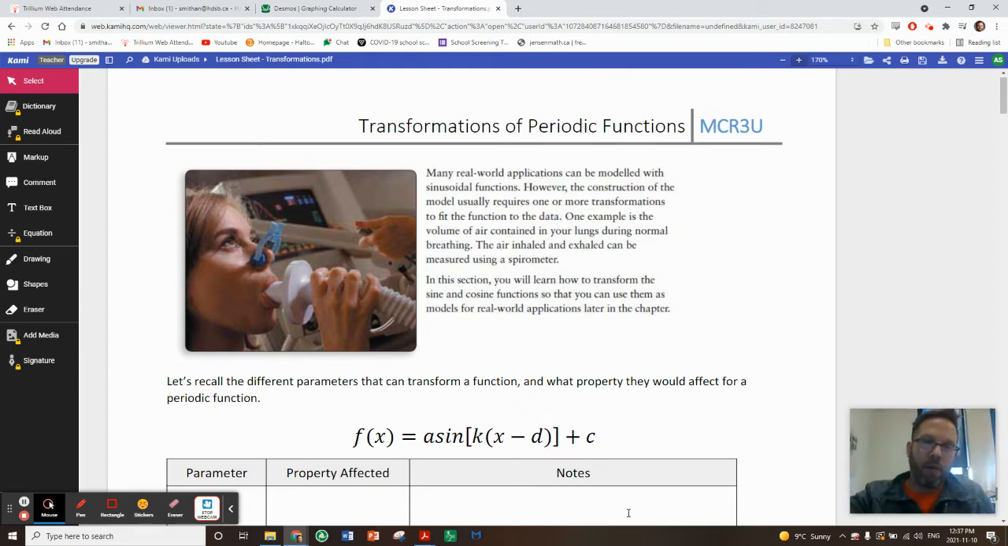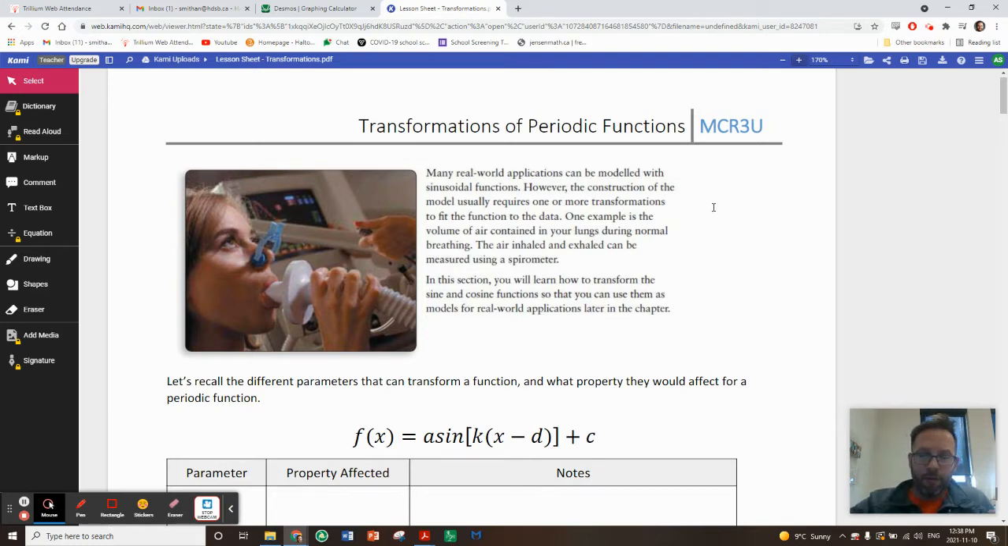Lots of things in life are periodic. The example at the start of your chapter talks about the volume of air contained in your lungs as you breathe in and breathe out in a normal rhythm. But so many things are periodic, a pendulum in physics, a lot of biological rhythms, and having a good understanding of periodic functions can help you model a whole bunch of interesting things in real life.